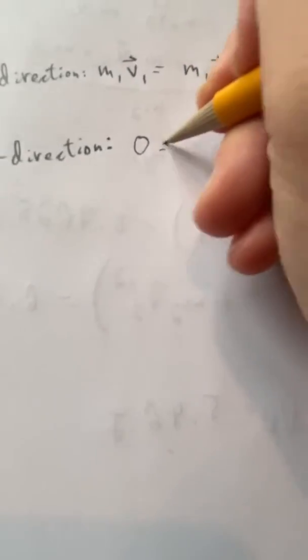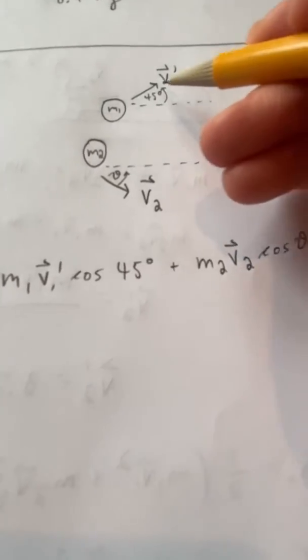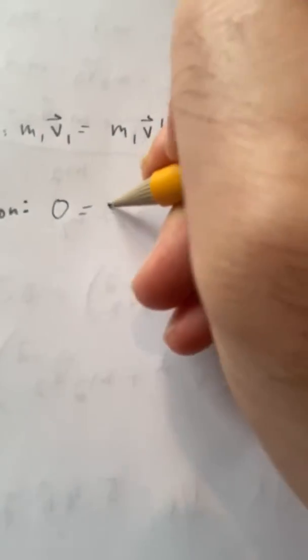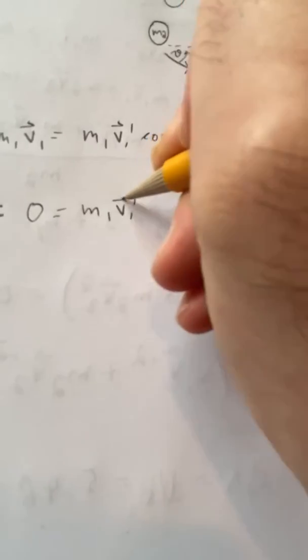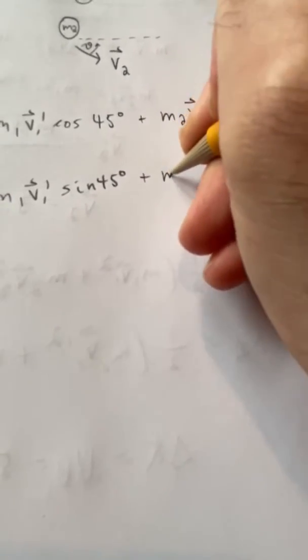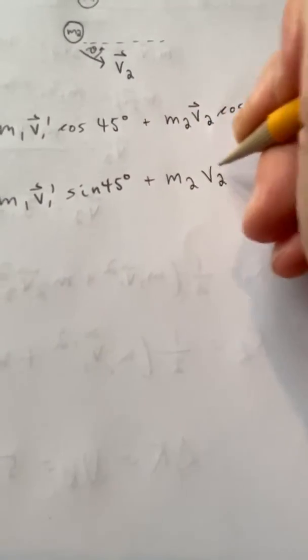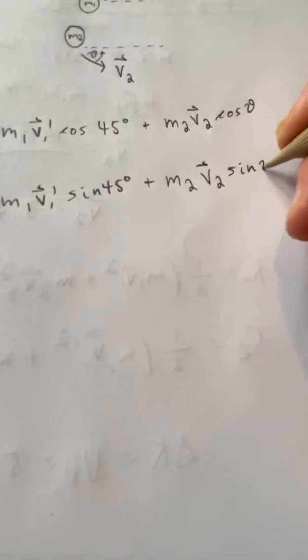So this 0 is going to be equal to the y momentum of our first object. That's going to be m1 v1 prime times now the sine of 45 because we're looking in the y direction, plus m2 v2 sine of whatever that angle theta is.